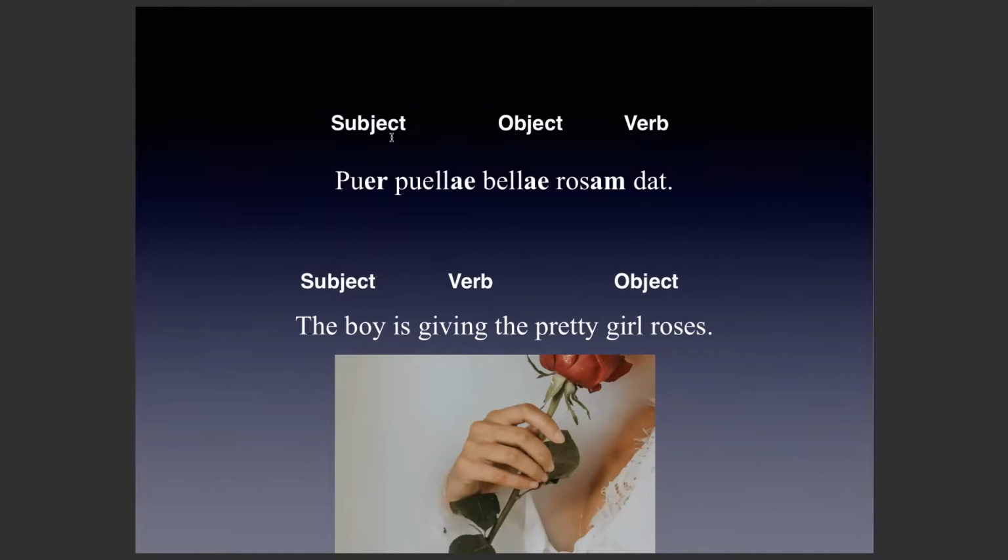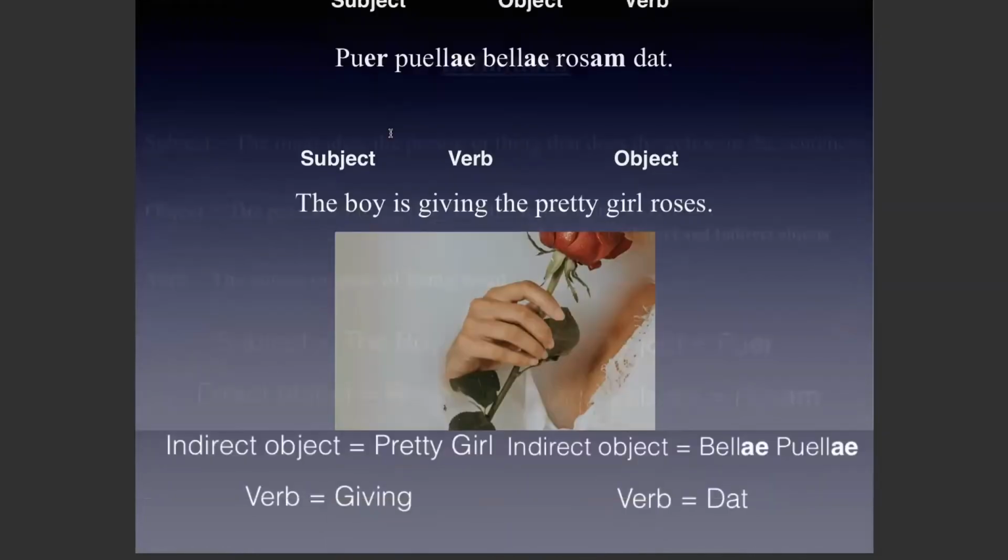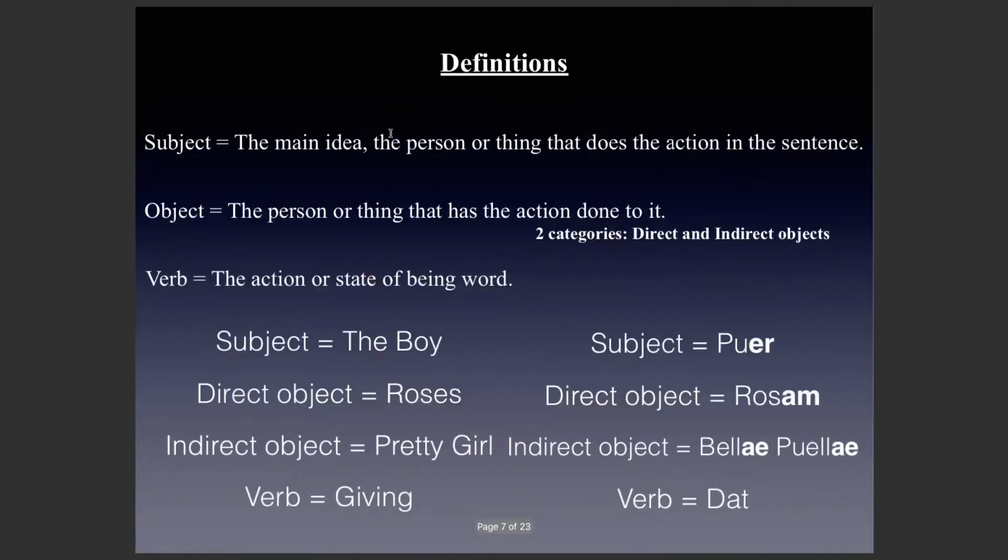Now in Latin, it goes subject. Okay, that's the same. Then the object is next, and then the verb, right? The verb is always at the end of the sentence in Latin. And you'll see this, right? And you'll notice this is where we're starting to get into a little bit of those grammar words, right? Some of those strange words that maybe you don't know exactly what they mean. Now I'm going to show you exactly what they mean.